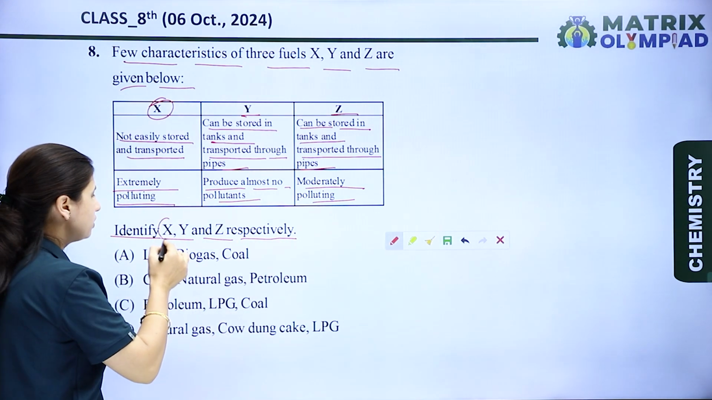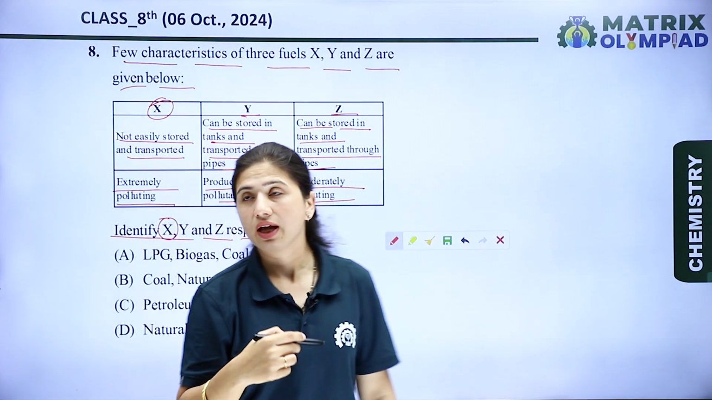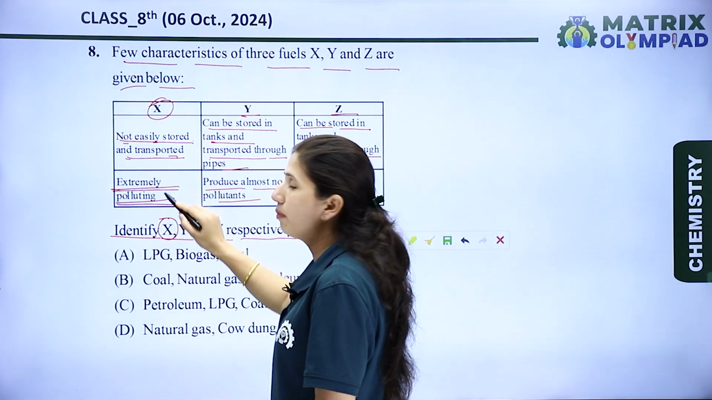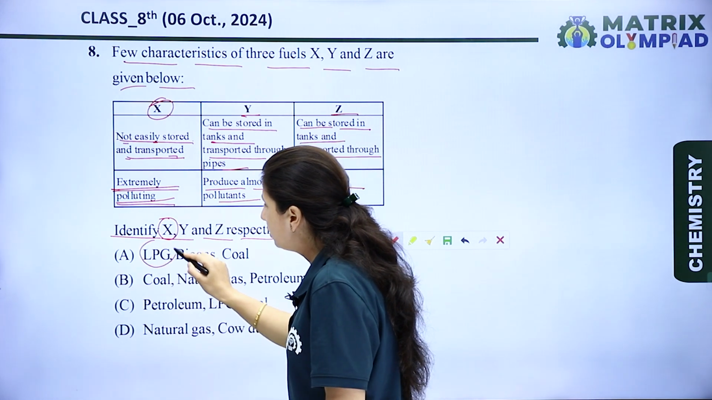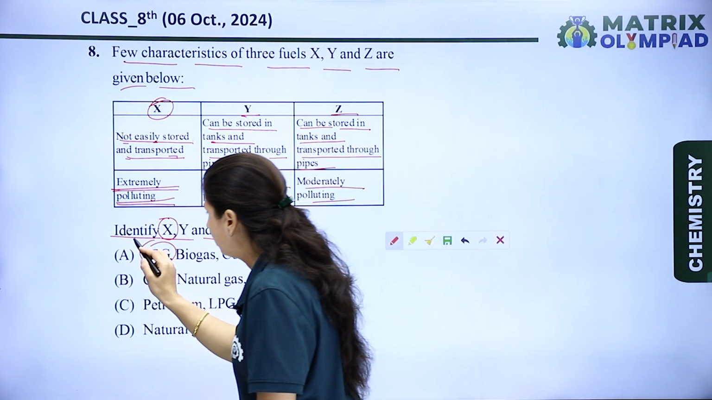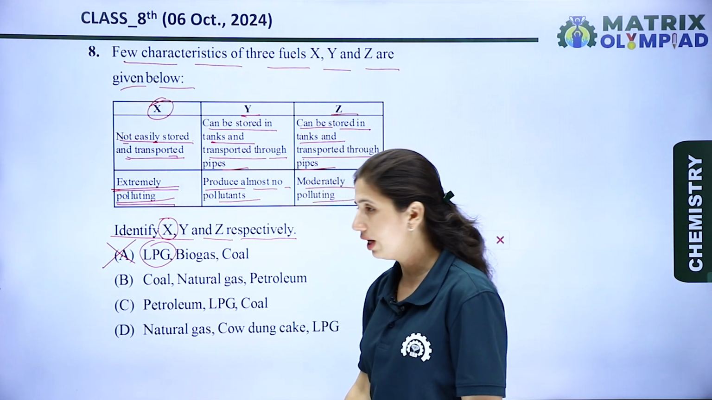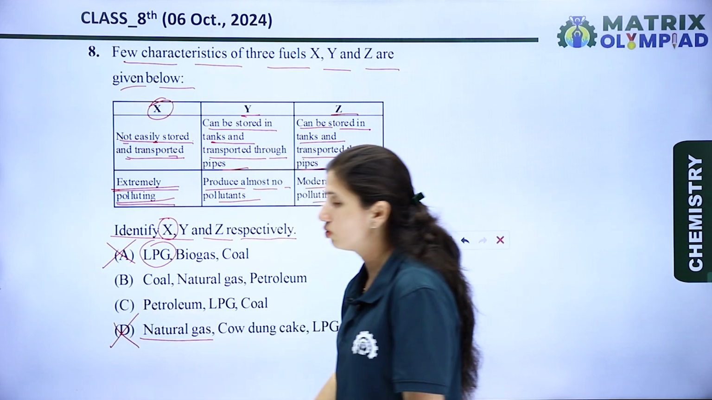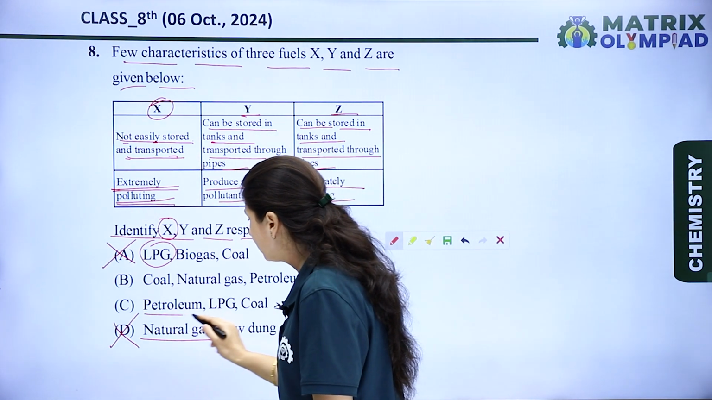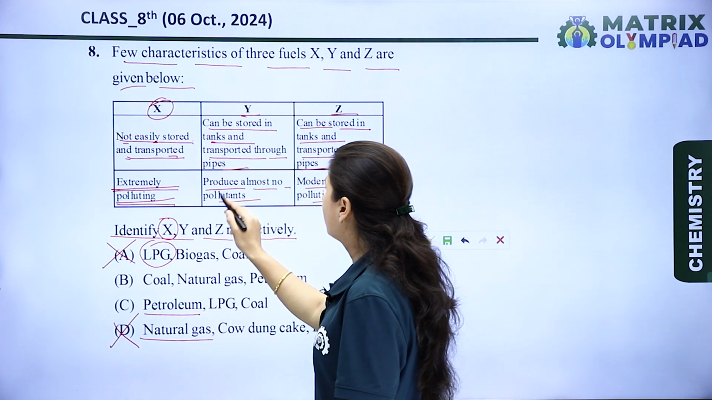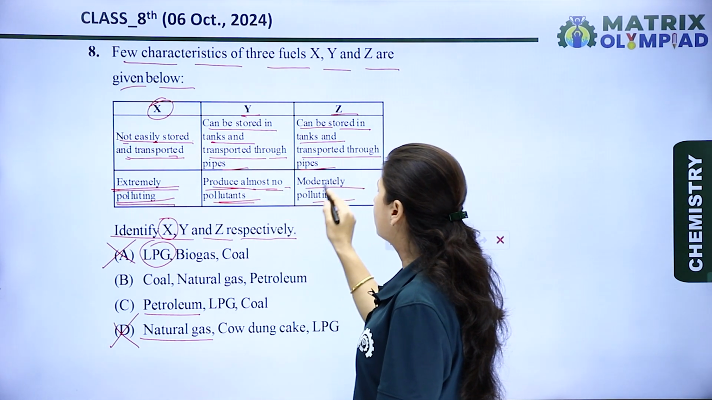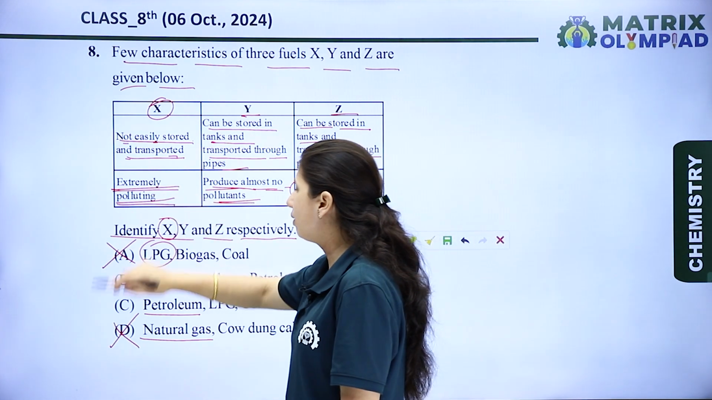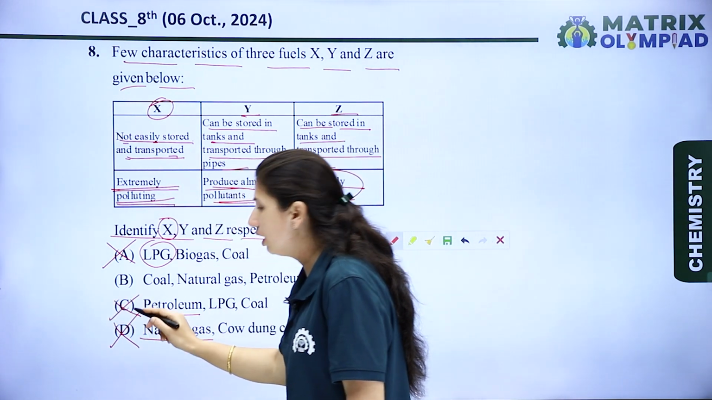Now first we will discuss X. X is not easily stored and transported, and it is extremely polluting. We know that LPG is not extremely polluting, so this option is wrong. Next, natural gas is also not extremely polluting, so D is also a wrong option. Now next is petroleum. Petroleum produces almost no pollutants, or we can say that it is moderately polluting, not extremely polluting. So it is also not a right option.